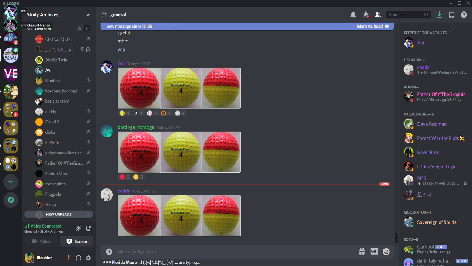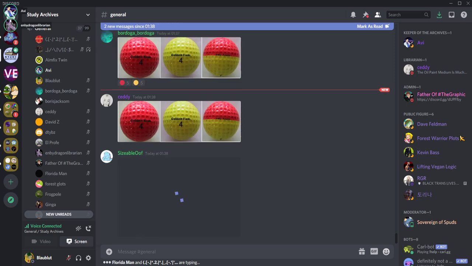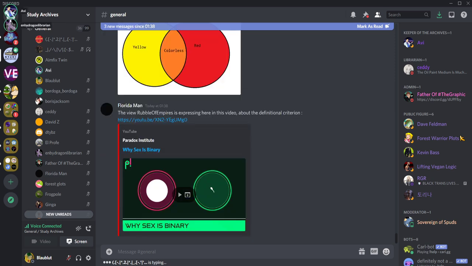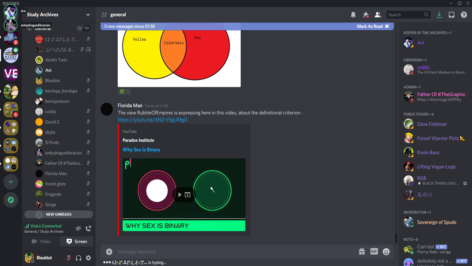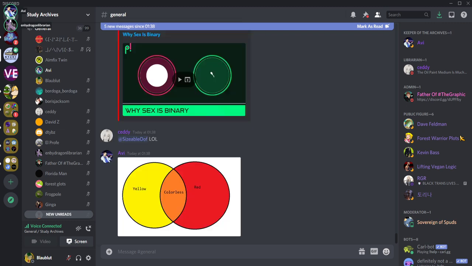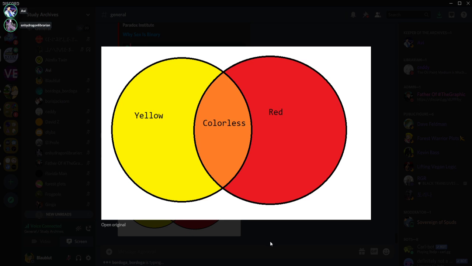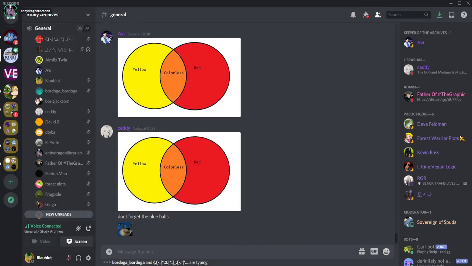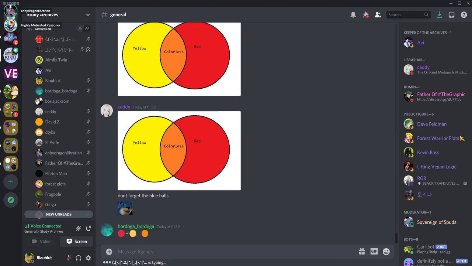Yeah. So you would say in this case, as an analogy, that the golf ball that is both red and yellow doesn't have a color category. Yes. Exactly. This would be a good analogy. If by colorless we just mean it doesn't have a color category, we would say that there's yellow balls and red balls, and in that overlap, we have this colorless category, where the ball that is red and yellow does not have a color category. You agree with that? Yeah, it seems to be making sense, I guess.